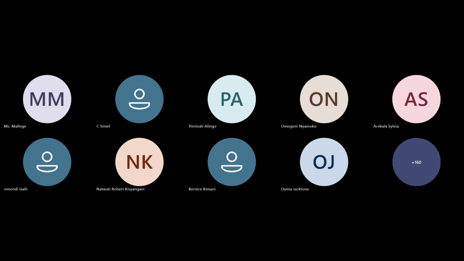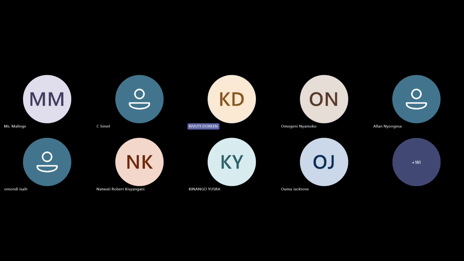Okay, if you want to develop the land, you can also have the architects. The architects, of course, yes. The architects, very, very important. After architects, Kinango, Yusra: the real estate agents and the brokers. Yes, the real estate agents. Of course, you need the agents. Kivuti Doreen. Who else do you need? We also have planners. Yes, the physical planners. You need planners, of course, they plan for you and everything else.